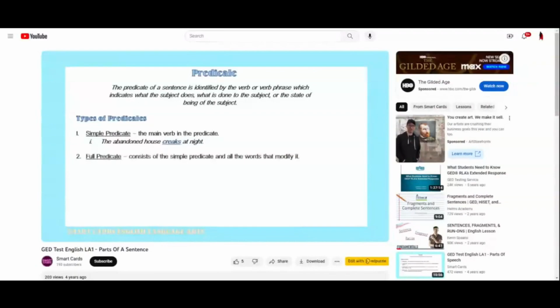We also have the full predicate. This is the simple predicate and all the words that modify it. Again, for example, the abandoned house creaks at night. Creaks at night is the full predicate of the sentence.